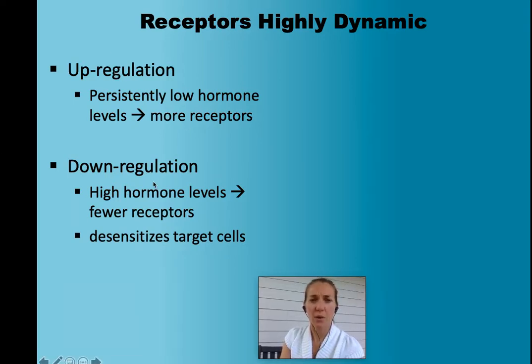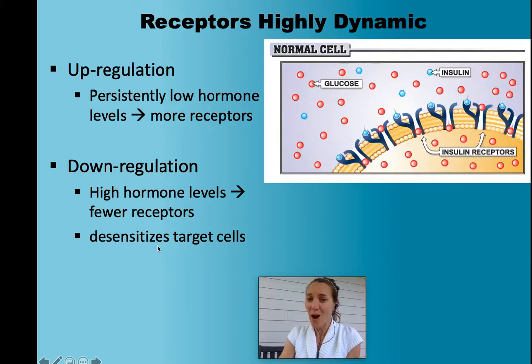Downregulation would be just the opposite. So here you're going to end up with fewer receptors. This could be a consequence of having high hormone levels. So if you have chronically high hormone levels, the cells may respond by saying, hey, I'm getting too much of an impact from this particular hormone, and I'm going to protect myself, or I'm going to maintain homeostasis by coding for fewer receptors on my cell surface. And so what this essentially does is desensitizes the target cells. And so a really common clinical condition that responds in just this way is type 2 diabetes.